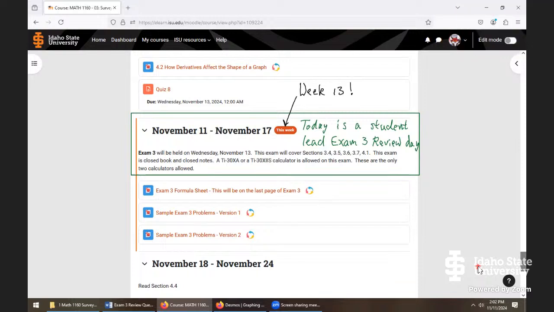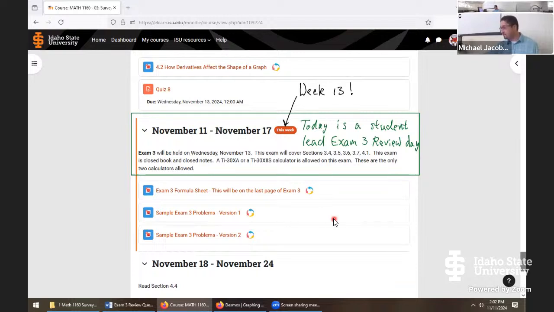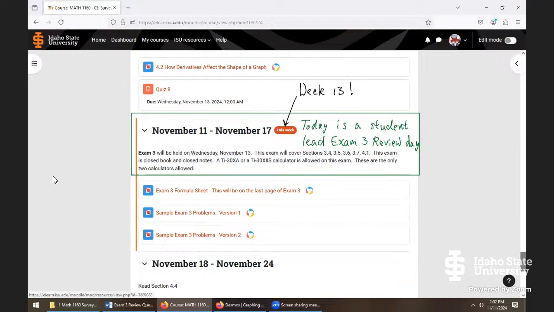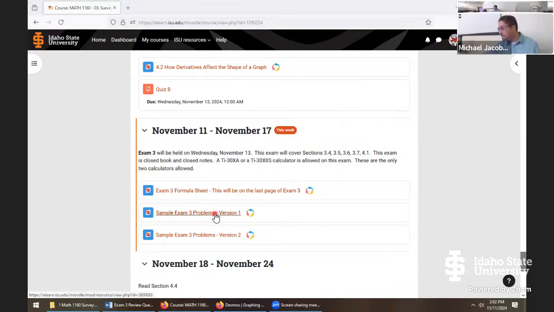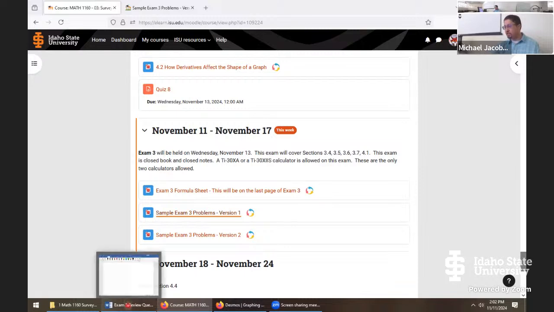Can we go over number 27 on the first example sheet? Absolutely. Yeah, I'd be very happy to. Thanks for asking that, Alejandra. So 27 on this one, version one. And whatever problems we solve today, I'm going to put a new file right here called exam 3 review questions. So this blank document right here.